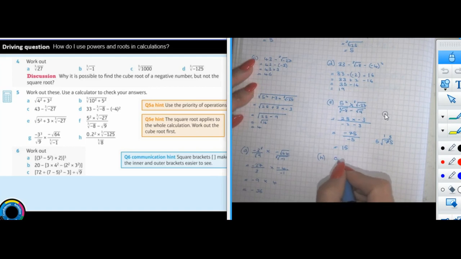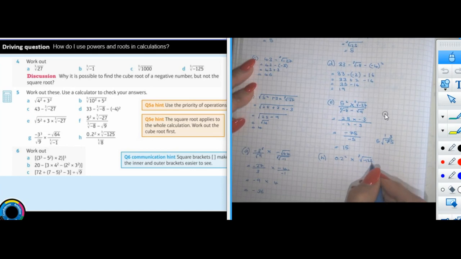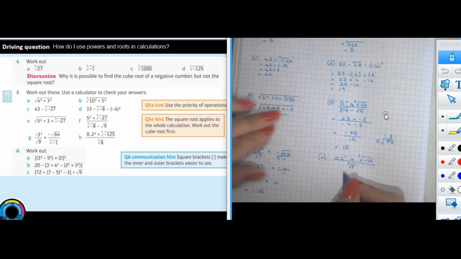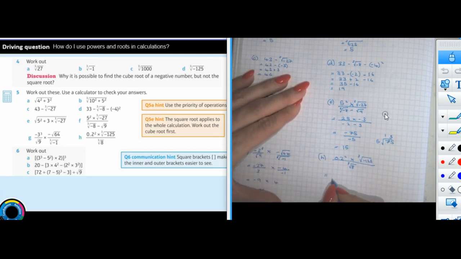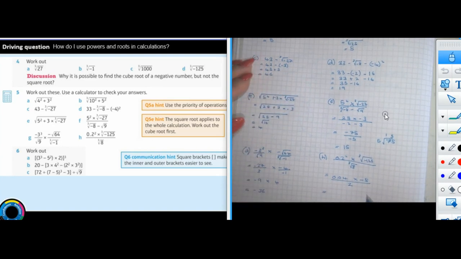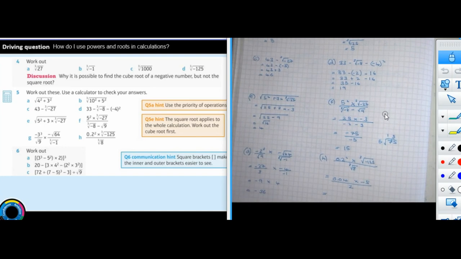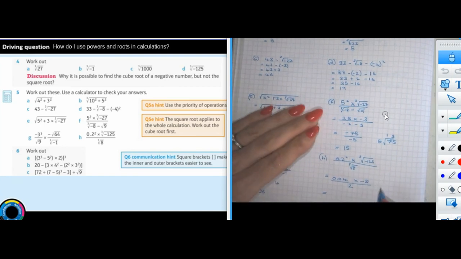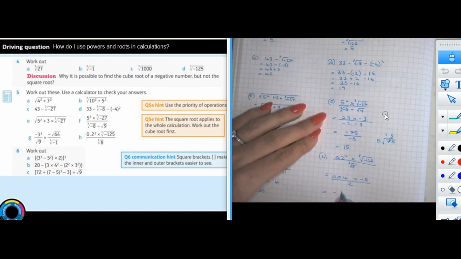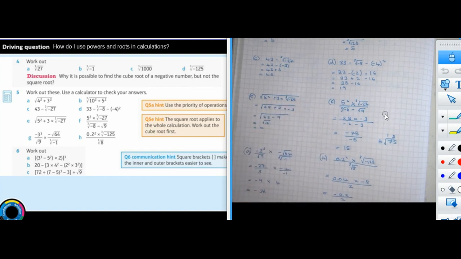H. 0.2 squared multiplied by the cube root of negative 125 all over the cube root of 8. 0.2 squared is 0.04 multiplied by negative 5 divided by 2. Okay, so 5 times 0.04 would be 0.2. So negative 5 multiplied by 0.04 would be negative 0.2 divided by 2, which would be negative 0.1.